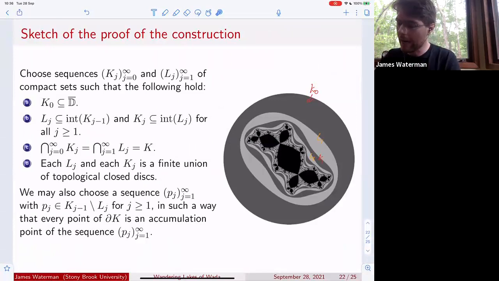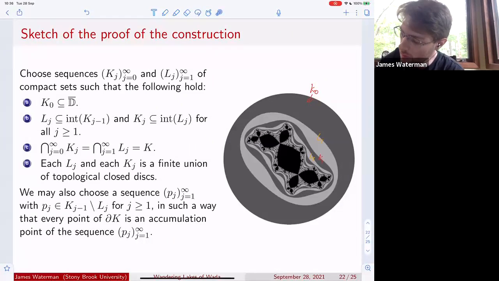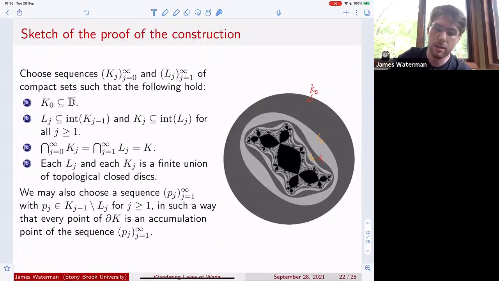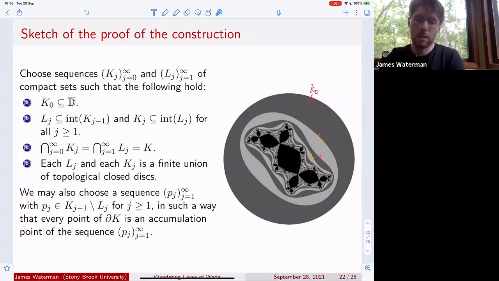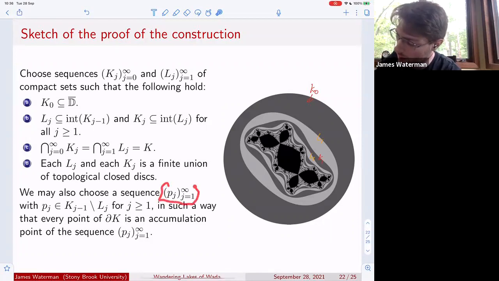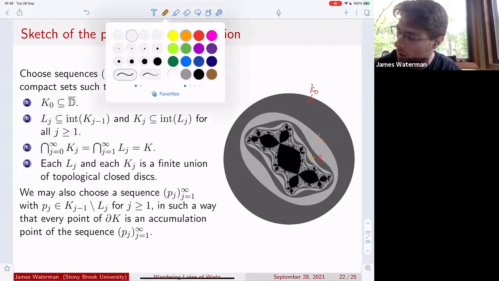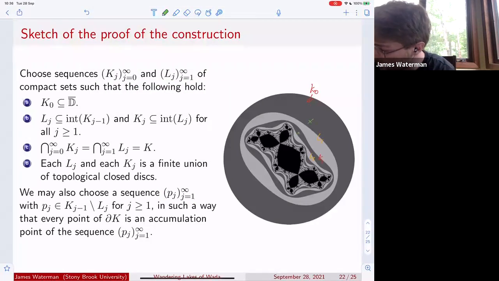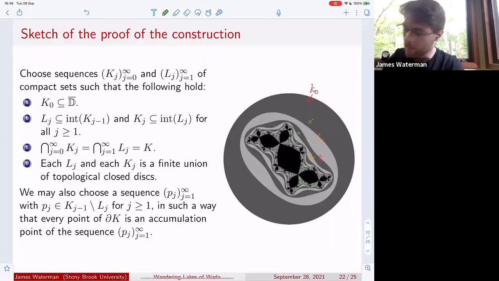So what we have is that each of these L J's and K J's is going to be a finite union of topological disks. So in the case where we have a nice connected set K, we're just going to have our one disk. But if this set K wasn't connected, then we have some finite union. And then we're also going to choose some sequence of points that are going to basically limit and accumulate on the boundary of our set K. So we have some sequence of points set here that are accumulating on the boundary. Here, and these are the P sub J's that we have.